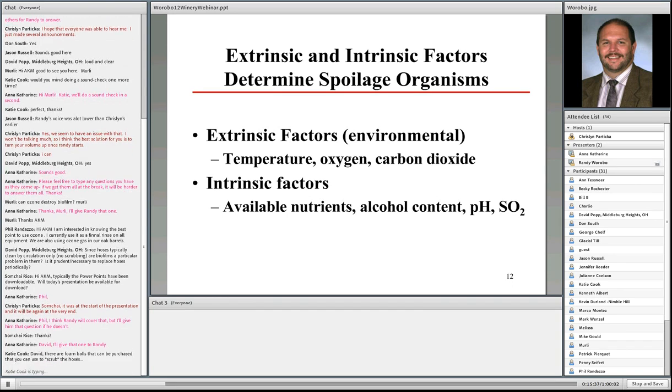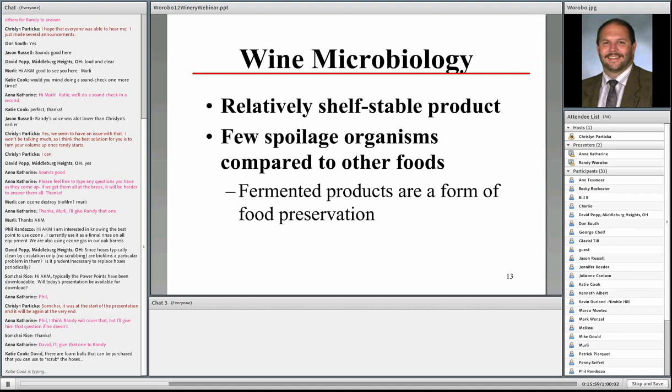pH and sulfur dioxide are closely related. Always making sure that you have free sulfur dioxide or molecular SO2 in your wine is extremely important, because your spoilage yeast as well as your spoilage bacteria associated with wine are extremely sensitive to sulfur dioxide.